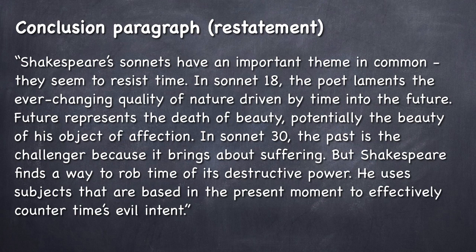Shakespeare's sonnets have an important theme in common. They seem to resist time. In Sonnet 18, the poet laments the ever-changing quality of nature driven by time into the future. Future represents the death of beauty, potentially the beauty of his object of affection. In Sonnet 30, the past is the challenger because it brings about suffering. But Shakespeare finds a way to rob time of its destructive power. He uses subjects that are based in the present moment to effectively counter time's evil intent.